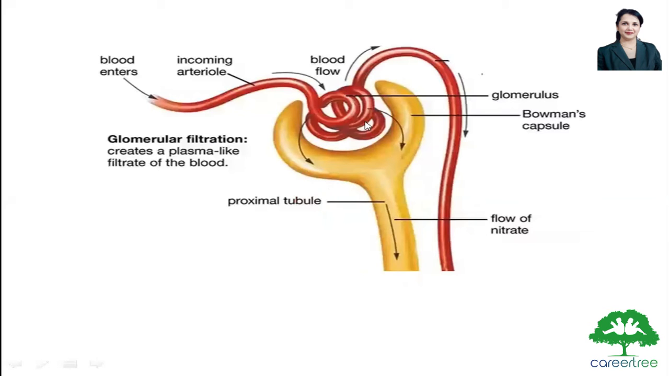This is the Bowman's capsule and the knot of blood capillaries, that is, the glomerulus. Here is the incoming arteriole or afferent arteriole. Here is the outgoing arteriole or efferent arteriole. Glomerular filtration is taking place here. This is the proximal tubule.